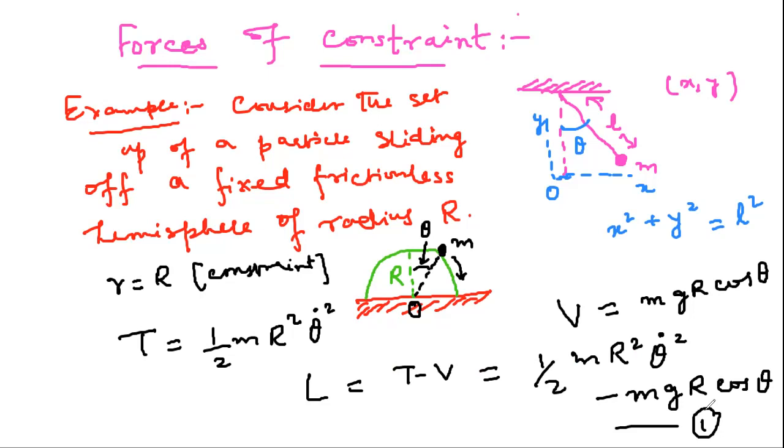Incidentally, when I write x square plus y square is equal to L square, I have to take origin here. I think I should clear it.